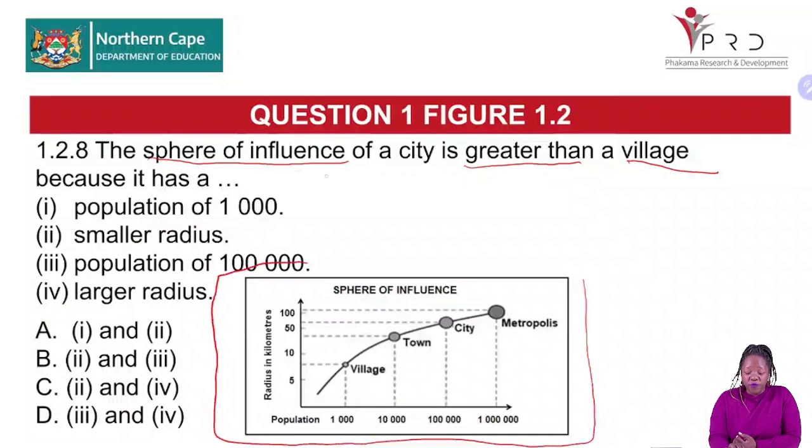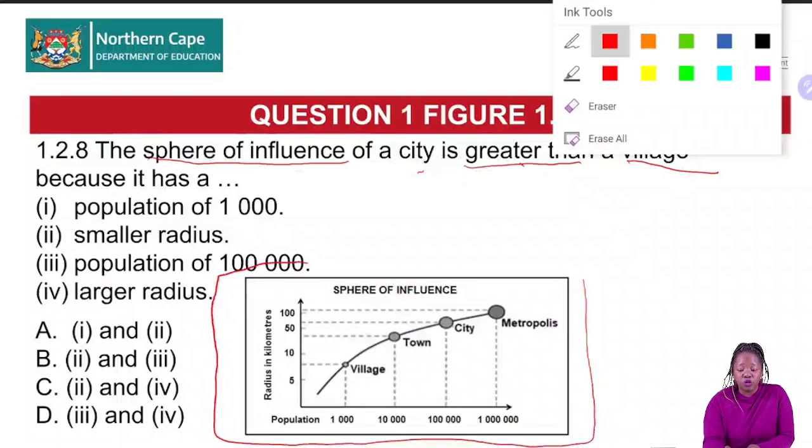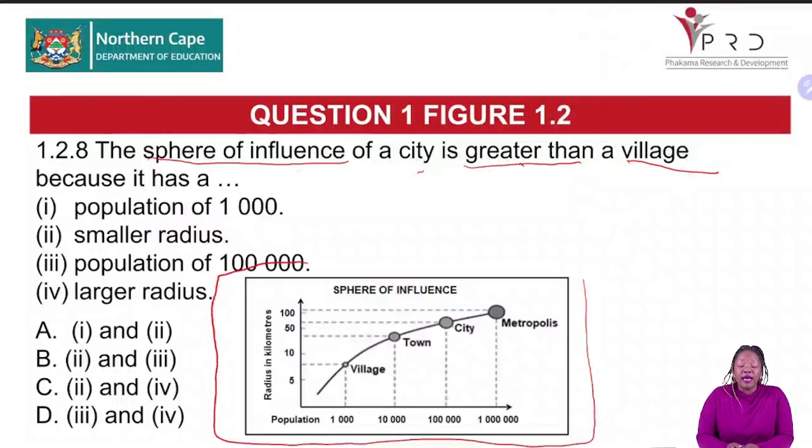We are talking about the sphere of influence. We are talking of a city which is greater than a village. So now we need the reason why it is greater. So looking there at Roman figure 1, its population of 1,000. So the diagram will be helpful. And then Roman figure 2, the smaller radius. And Roman figure 3, the population of 100,000. And the Roman figure 4, it's the larger radius. So I'm going to give you 2 minutes for this one because you need to look at the 2 options. So 2 minutes, and then after 2 minutes, you will be able to do the correction.